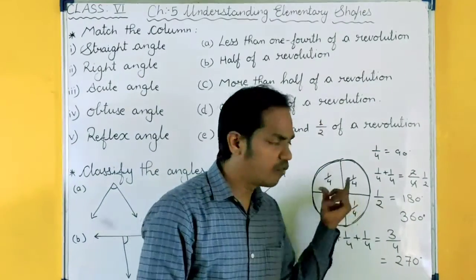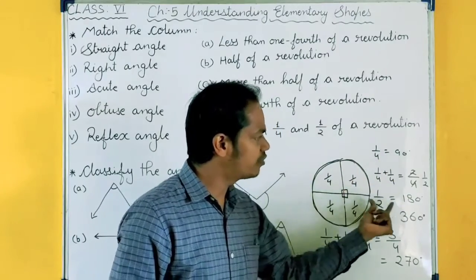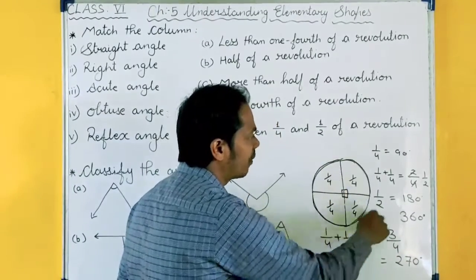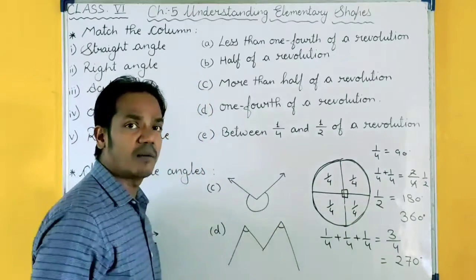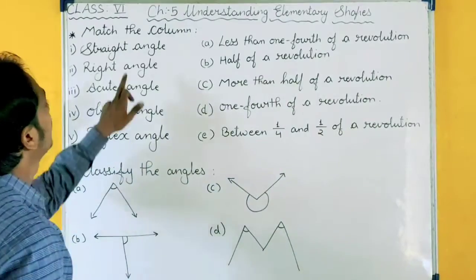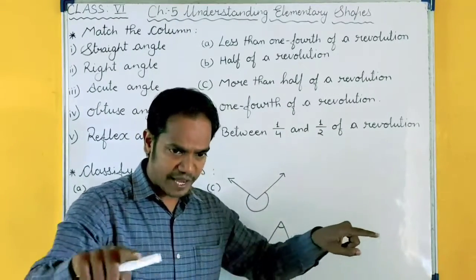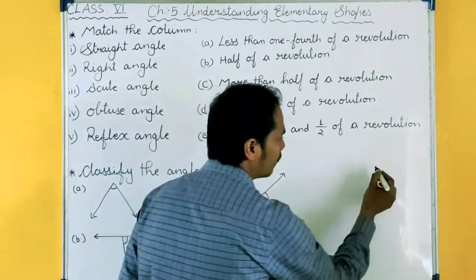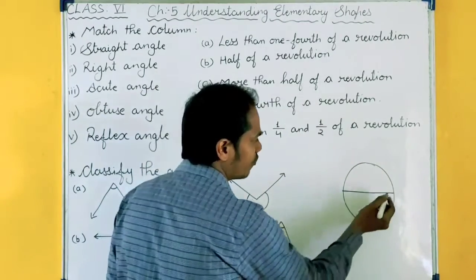So you have to remember: 1/4 revolution means 90 degree, half revolution means 180 degree, 3/4 revolution means 270 degree, and one full round means 360 degree. Now we will come to our question. How will we solve this question? First we will read straight angle. Just now I explained what a straight angle is: a straight line having an angle which measures 180 degree.